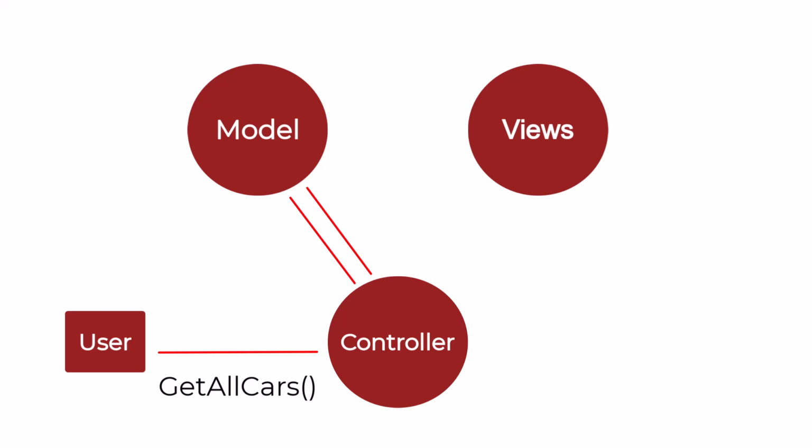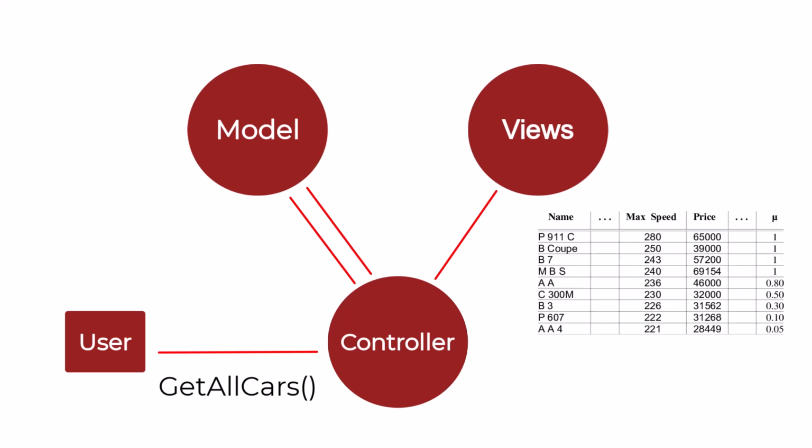Now here you can do any kind of process that you want on the data. For example, if you want to add the tax price to the original price, you will do it here inside the controller. Then you will pass this processed data to the view. The view will create a presentation page that can be HTML, CSS, or it could be a XAML file, based on the application that you are working on. Then the view passes this page to the controller, and the controller will return the result to the user.